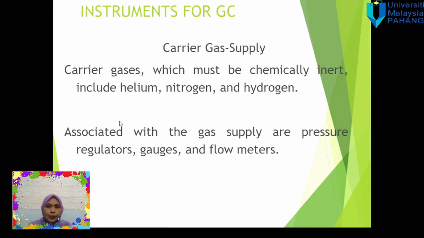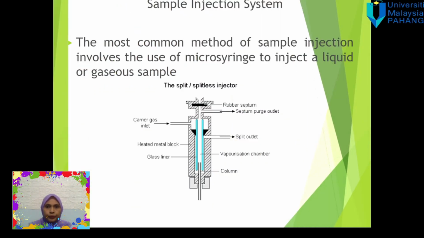After we understand the principle of GC, which is separation based on boiling point and volatility, now we go to the instrumentation part for GC. The first part is the carrier gas, which is the mobile phase. It must be chemically inert, such as helium, nitrogen and hydrogen, and it must be associated with a pressure regulator, gauge and flow meter to control how much gas will flow through the system. Next will be the sample injection system.